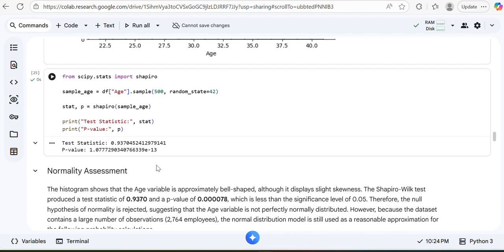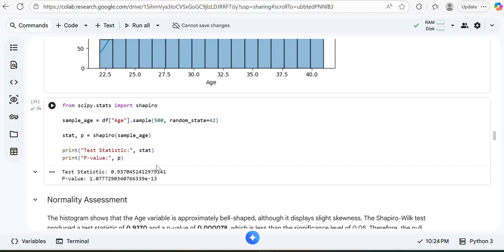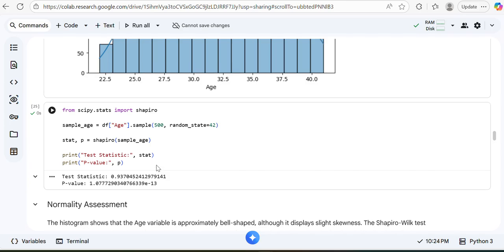Using the normal distribution model, I estimated several probabilities. For example, there was approximately 21.41% probability that a randomly selected employee was older than 25 years old. The probability of an employee being between 25 and 32 years old was approximately 49.92%. Finally, the probability that an employee was younger than 27 was approximately 21.95%.